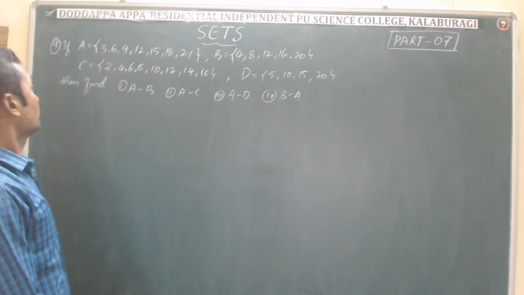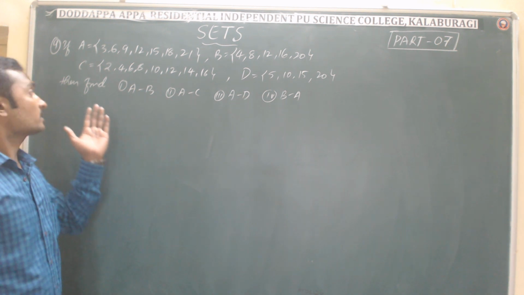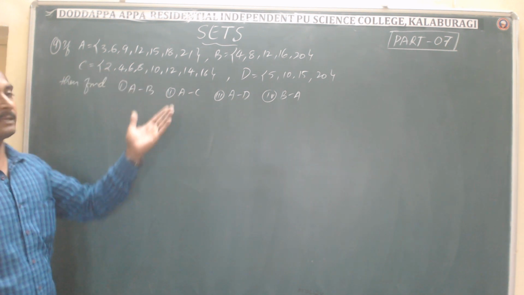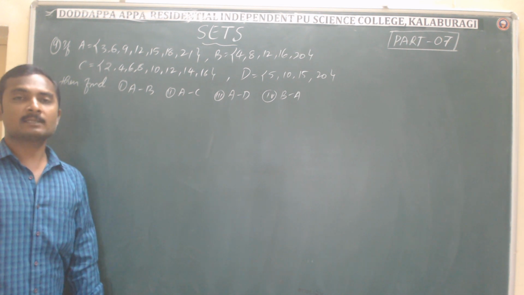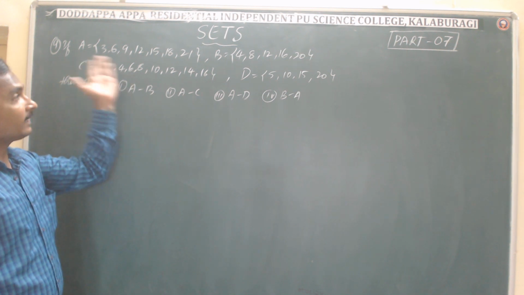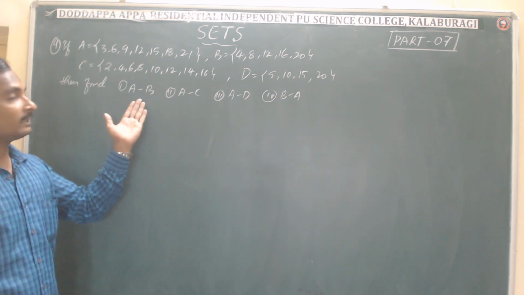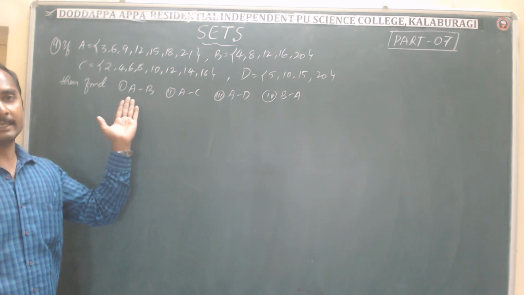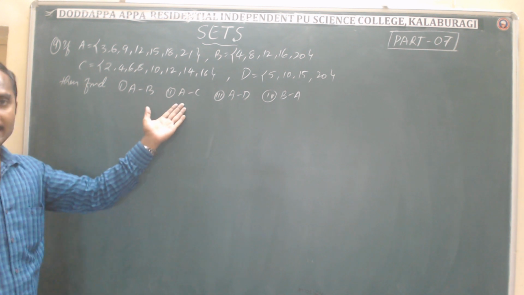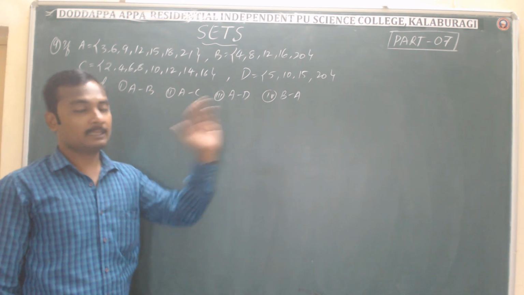Okay, students. So the next question will be, the 4 sets are given here. There are some elements written in the sets. There are 4 sets given, set A, set B, set C, set D. We have to find the subtraction of these sets: set A minus B, set A minus C, A minus D and D minus C.